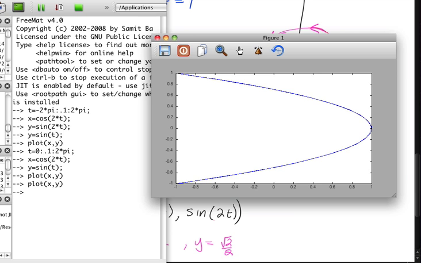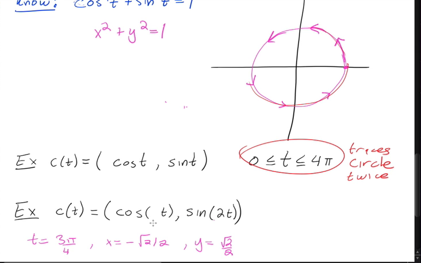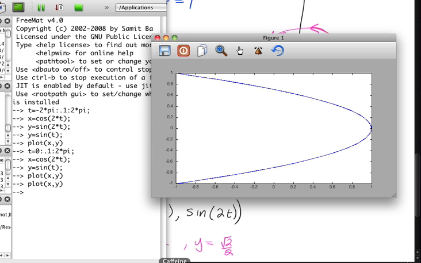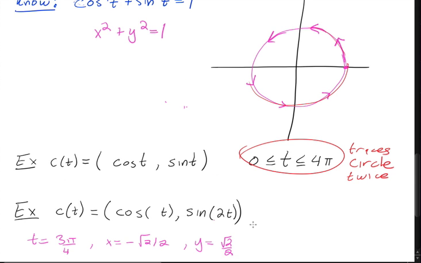Pi, right? Because when t is equal to pi, then x is negative 1 and y is 0, right? No, because it's cosine of... wait. It's cosine of 2t, no? Is that what I did? Did I do it backwards? No. Cosine of 2t, sine of t.